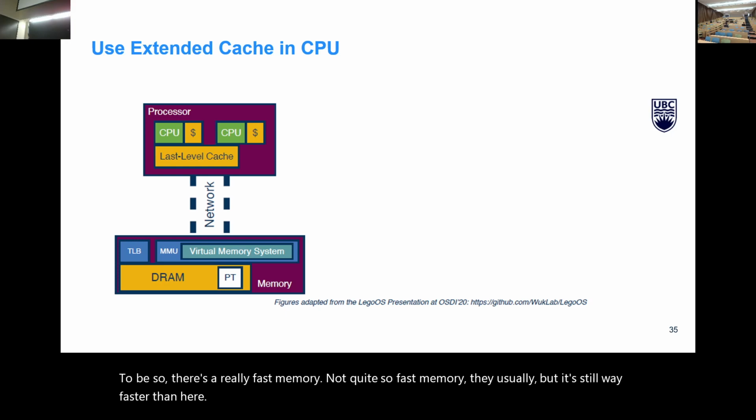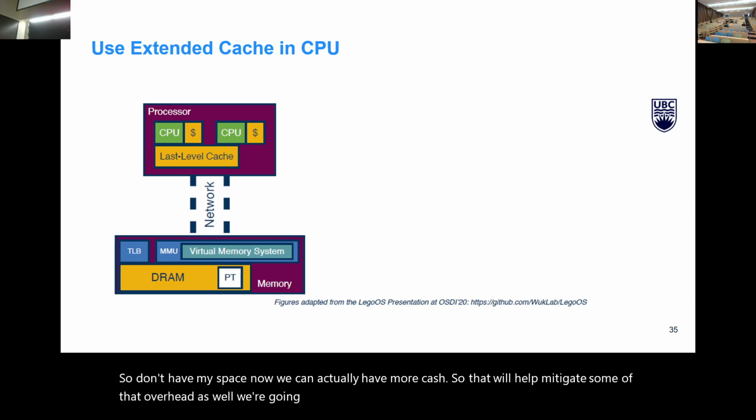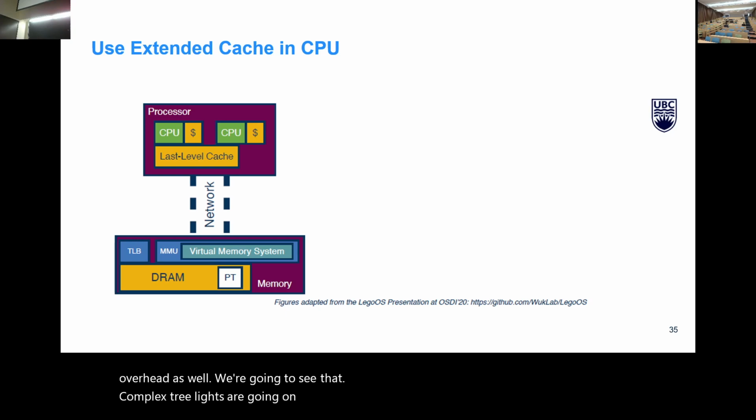So now we've got more space, so now we can actually add more cache. That will help mitigate some of that overhead as well. And we're going to see that complex trade-offs are going on here, where now, yeah, okay, I've got more latency when I go to DRAM, but frankly, DRAM is already slower than my cache anyway.